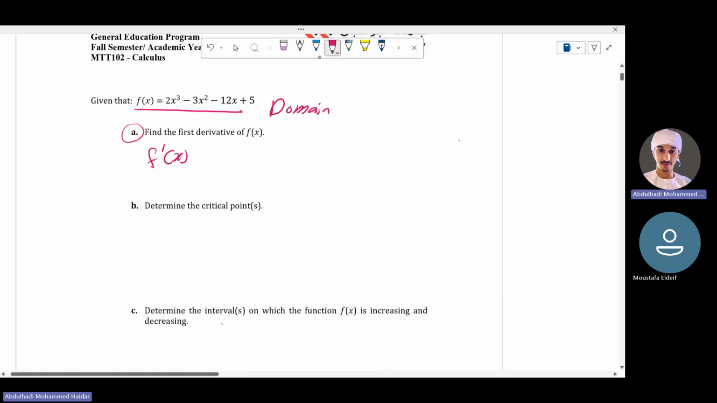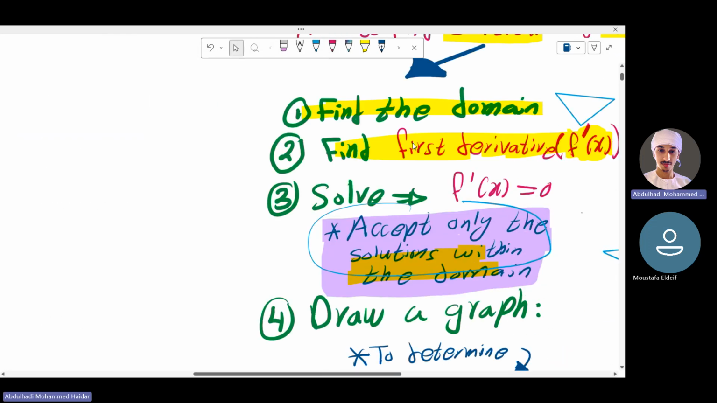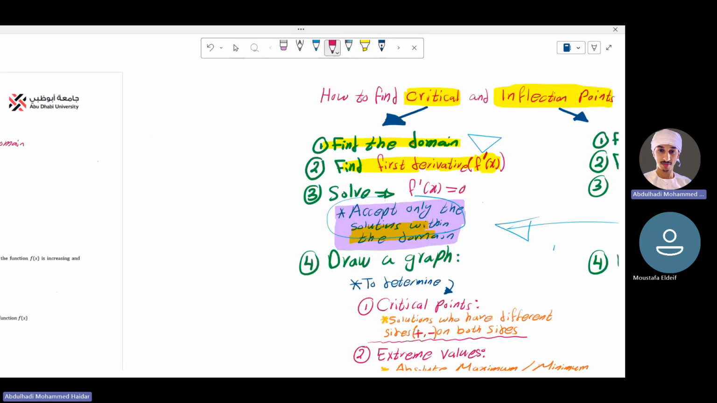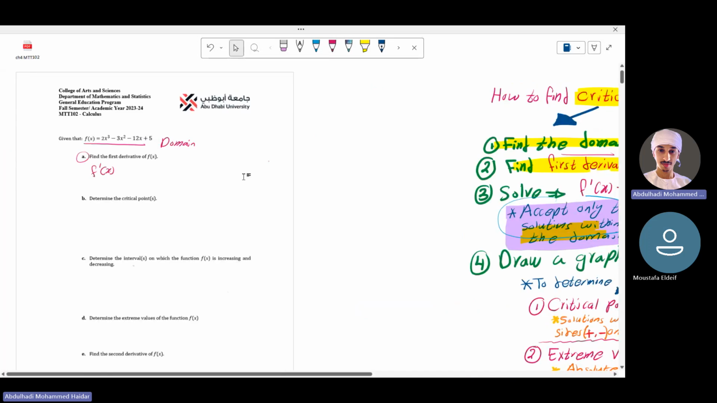So here, this is the first question, which is to find the critical points and inflection points, okay? So this one is the original function. And as we said here, the first step is to find the domain. So here, since it is not rational, there is no problem. The domain is all real numbers.